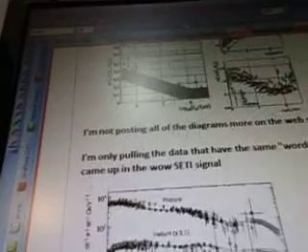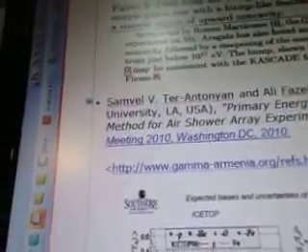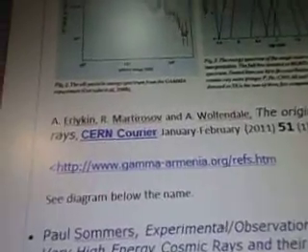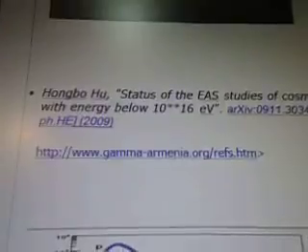Okay, so you can go look at their site, www.gamma-armenia.org, and you'll find it there. The other one's Gamma Armenia, from the CERN Courier. That's all the stuff for that video, okay?